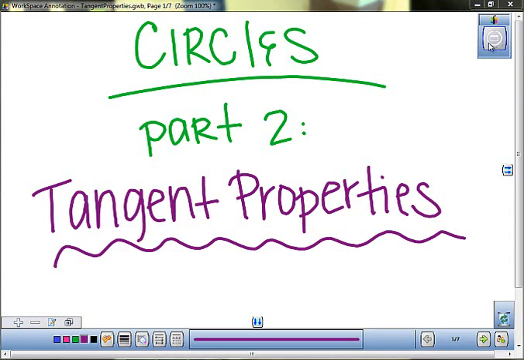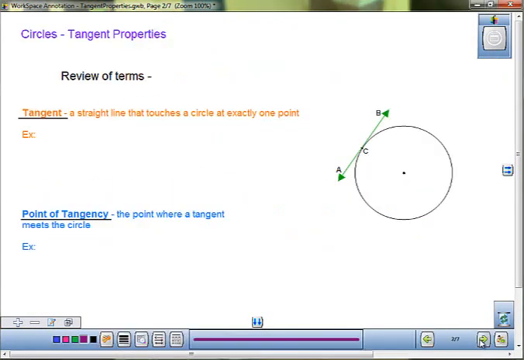This is part 2 of our circles series. This is going to be going over tangent properties. The first thing we want to do is review a couple of terms. Remember that a tangent is a straight line that touches a circle at exactly one point.